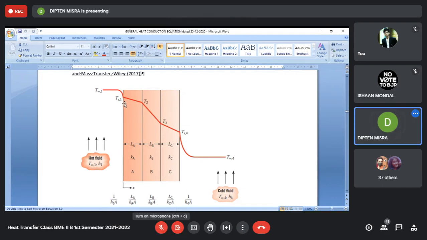Now, instead of one wall, there may be 3 layers in a wall. For example, if it is a furnace wall, then inside of the furnace you may have refractory bricks, a layer of refractory bricks. Refractory bricks are something that can withstand very high temperature.